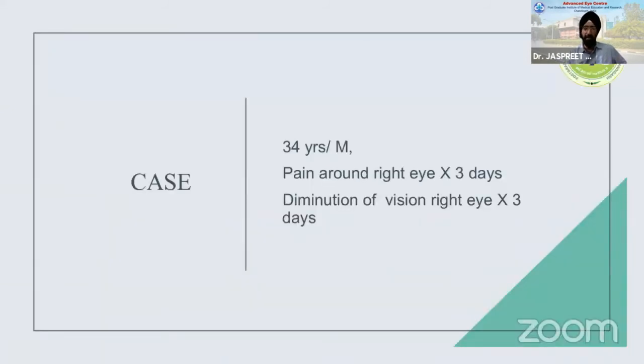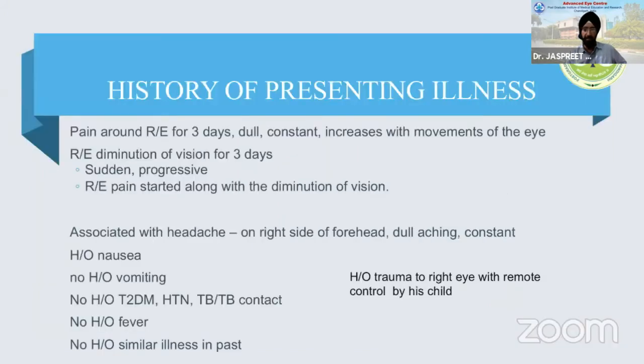The other case, the second case we have is a 34-year male. Again, pain around the right eye for 3 days and decreased vision since 3 days. Again, he said the vision loss was sudden, but it progressed. So it deteriorated over a period of 3 days. There was pain along with diminution of vision. Right-sided forehead, a dull ache he had.